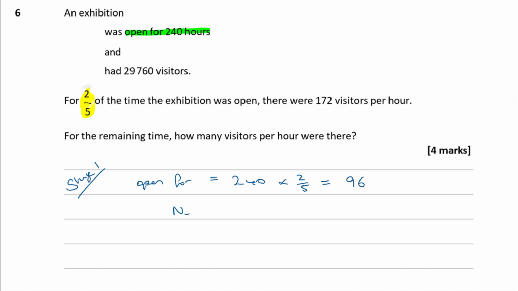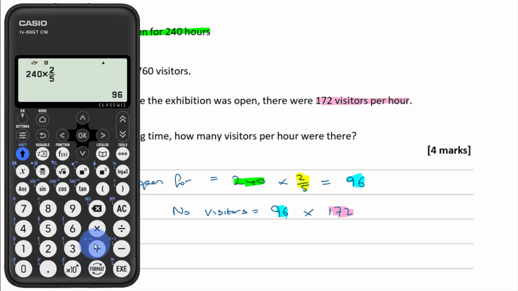So the total number of visitors for the first stage is going to be the 96 hours that it was open, multiplied by the 172 visitors per hour that came. Okay, so that came from there, that came from there, and times 172, which came from there. So the number of visitors equals 96 times 172. So 96 times 172 comes out to be 16,512.